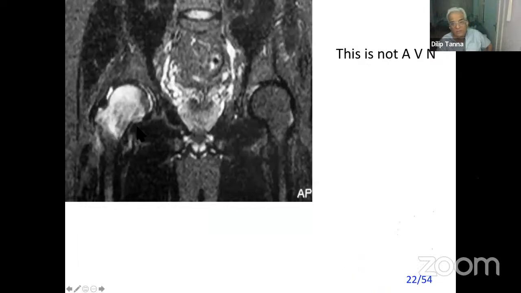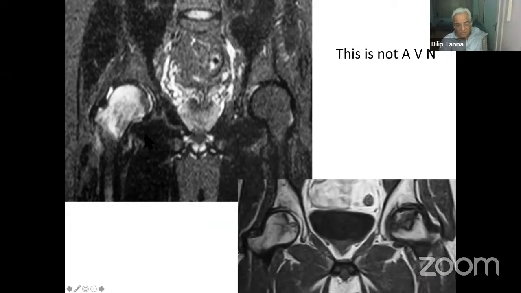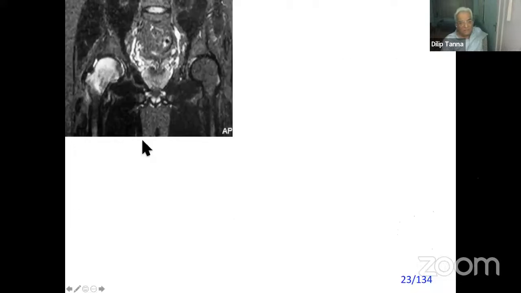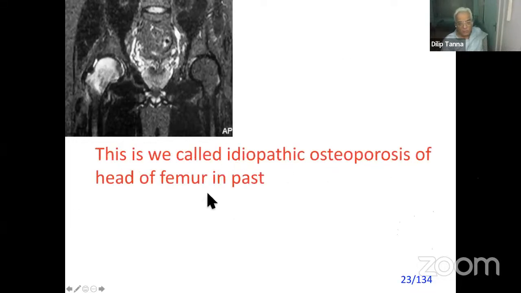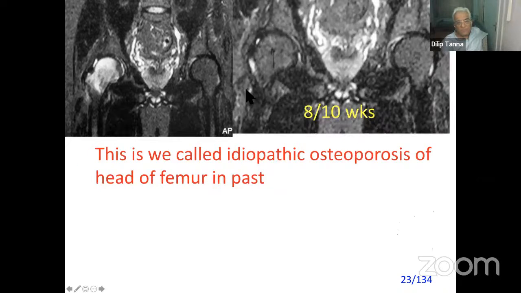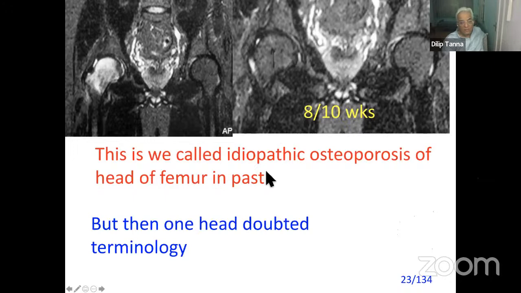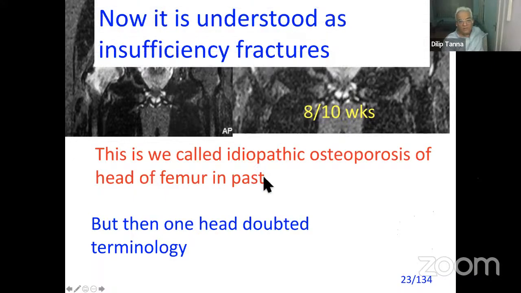Now here, this is the one we already spoke about. This is not AVN. This is the typical AVN, this is not AVN. We have spoken about it when we spoke about AVN, but so many radiologists will report this as AVN because of their lack of familiarity with the other entities. This is typically called idiopathic osteoporosis or a stress fracture or whatever you call it. Because as you can see, in 8 to 10 weeks time, same patient, he becomes 100% normal. But then one had doubted the terminology, and now it is understood as an insufficiency fracture, vitamin D and calcium deficiency.